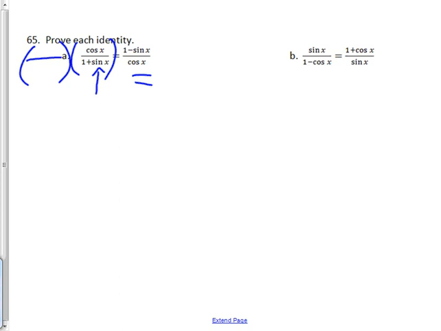Not sine. Thank you for trying. Not cosine either. Not 1 plus sine. You were warm. 1 minus sine. Now, why 1 minus sine?